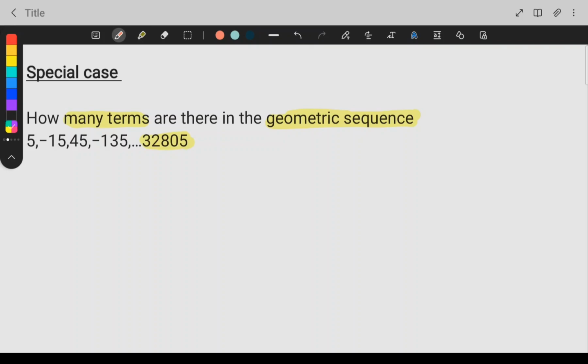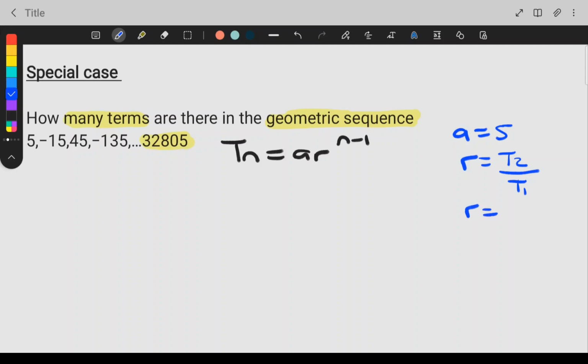So let's start. Step number 1 is to find the general term. This formula you get on your formula page. A refers to the first term, so we can see our A is 5 and our R is T2 over T1. So R is equal to negative 15 over 5, which is negative 3. Now I go back to my general term. I make A 5 and R negative 3 to the n minus 1.